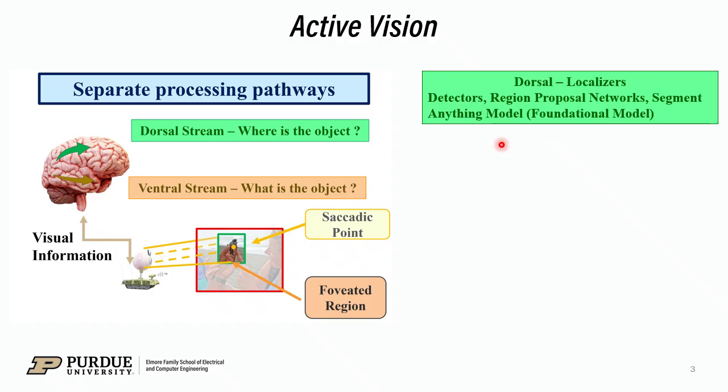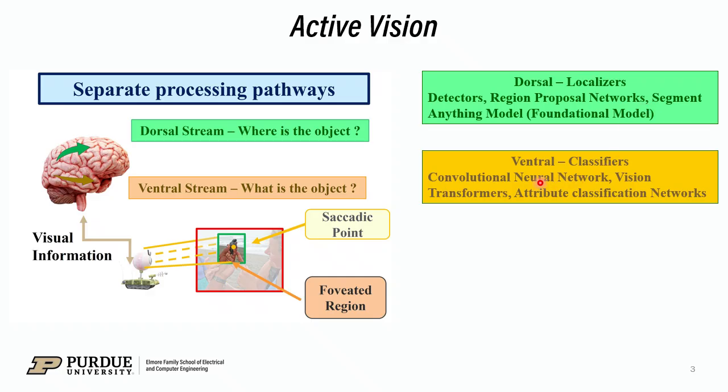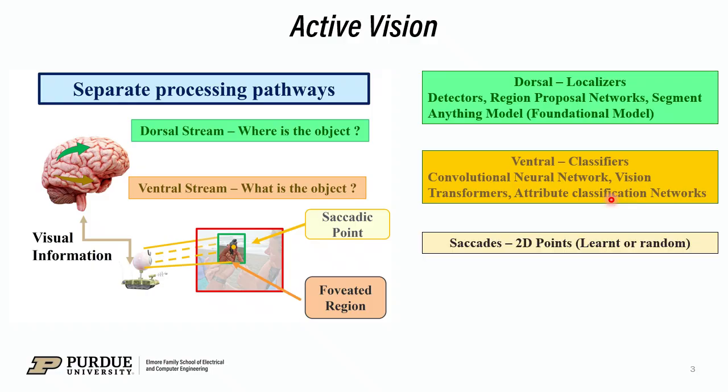If we want to map it to a deep learning setting, the dorsal networks are localizers. They can be detectors, region proposal networks, or a foundation model like SAM, which gives you the spatial locations of different objects in a scene. The ventral stream, on the other hand, are our classifiers. They can be CNNs, ViTs, or attribute classification networks, depending on what exactly we're learning, what properties we're interested in, given we know where the object is.